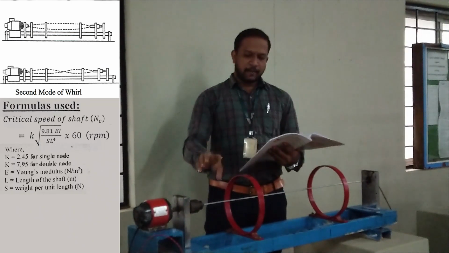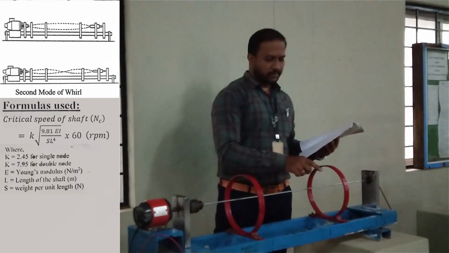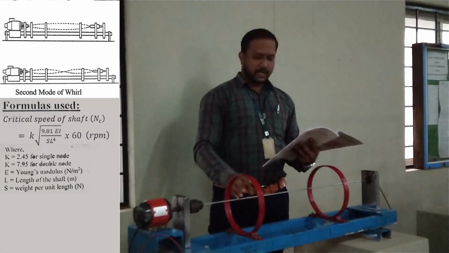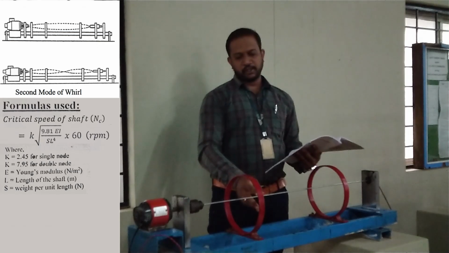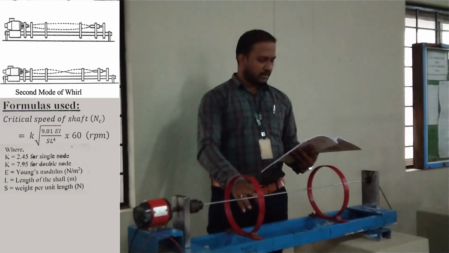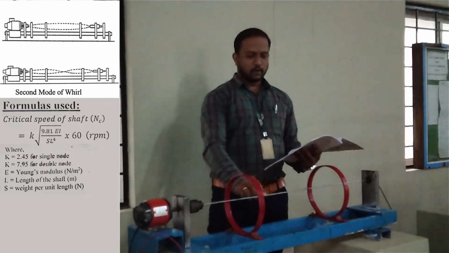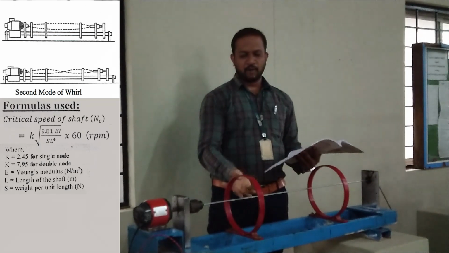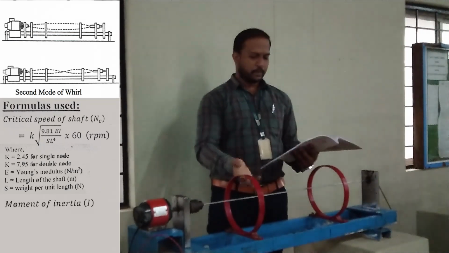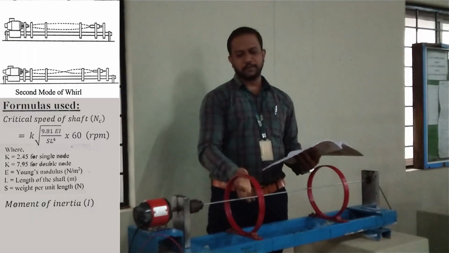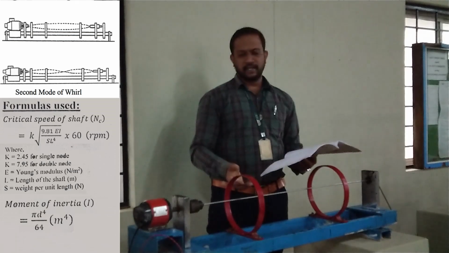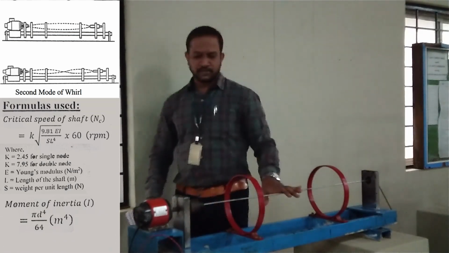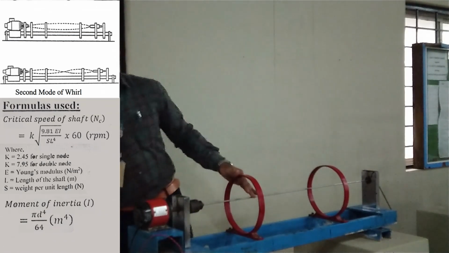The observations to note are the diameter of the shaft and the length of the shaft, which will be 1 meter, and you should find the weight of the shaft, Young's modulus and moment of inertia. You know what is meant by moment of inertia. This is a circular, cylindrical object. The formula to find the moment of inertia is pi by 64 d power 4. You put in all these values and you can find the critical speed for the 6 mm shaft as well as the 4 mm shaft. Thank you.